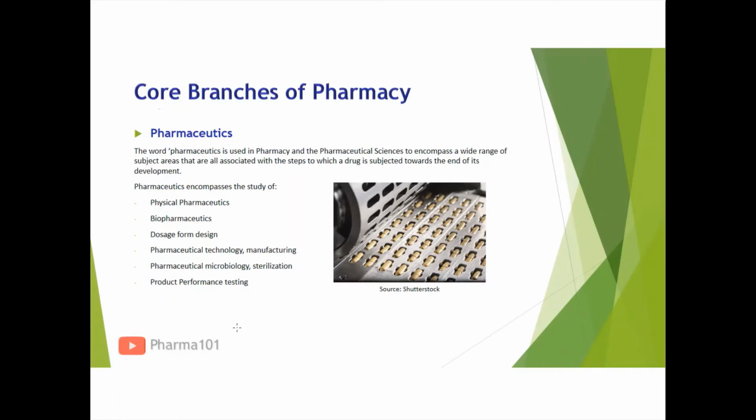So now we have the core branches in pharmacy. There are basically four branches that come under pharmacy: pharmaceutics, pharmaceutical chemistry, pharmacology, and pharmacognosy.